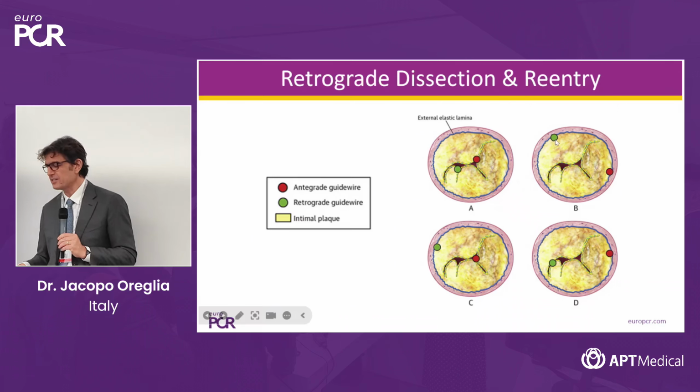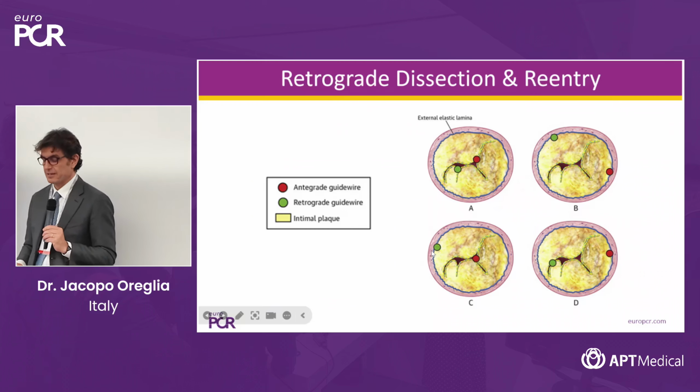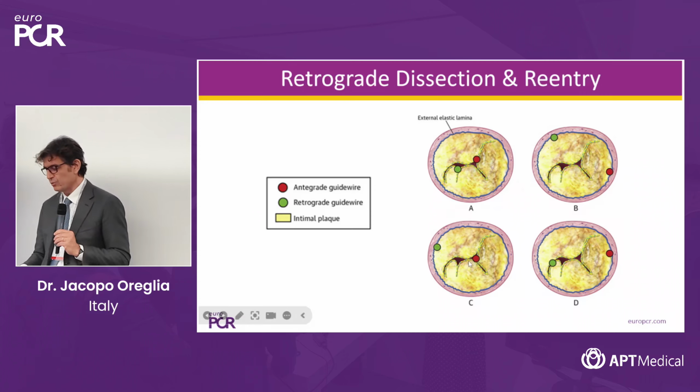Situation B, both guide wires are in the same space. In this case, it is the extraplaque space. Again, favorable situation. In this case, we need a bigger balloon in order to put the guide wires together, but they are already in the same space, which is an extraplaque space. Situation number C is when you have your antegrade guide wire inside the intraplaque and the retrograde is in the extraplaque. So this is not a very easy situation, but you can connect by using a big balloon.